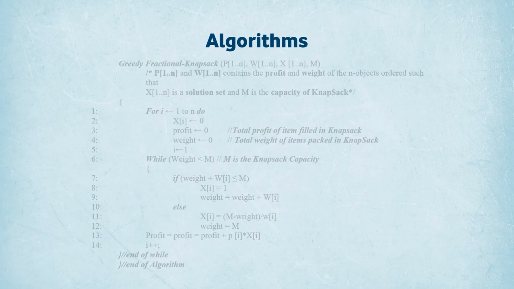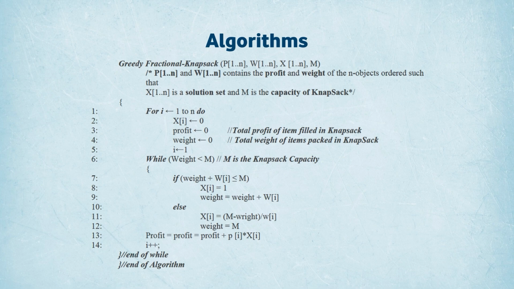So this is the algorithm that is given for the greedy fractional knapsack problem. Firstly, you will be provided with the function greedy knapsack, and there will be an input of p, w, x, and m. These are the variables that will be inputted. pi and wi will be the profit and weight, xi will be the solution set, and m is the maximum capacity of the knapsack.